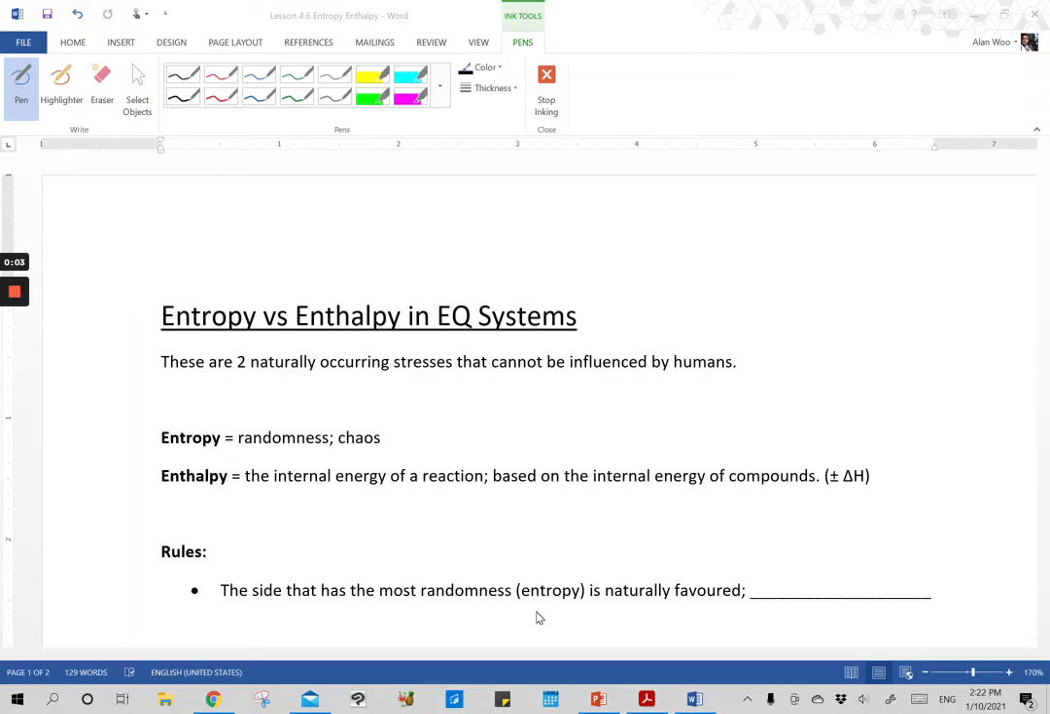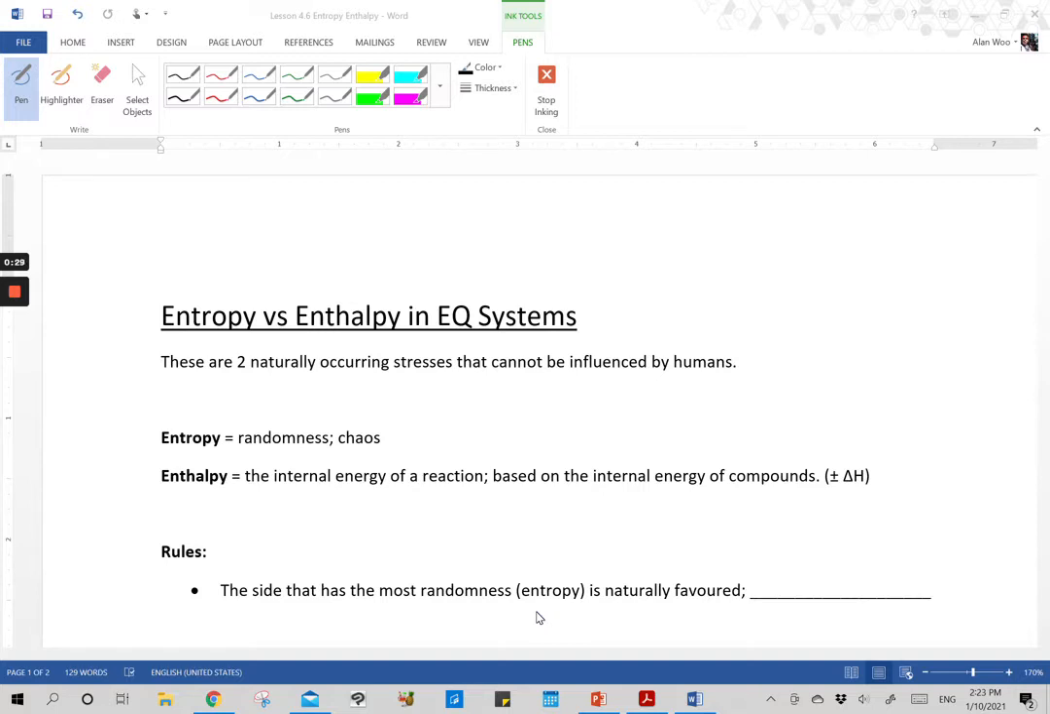Hey there, Chem Squad. In today's class, we're going to take a look at entropy versus enthalpy in equilibrium systems. Now, we've talked about how to manipulate reactions based on using different types of stresses. And Le Chatelier's principle is one of the guiding principles in terms of telling us what happens when an equilibrium system is subjected to a stress.